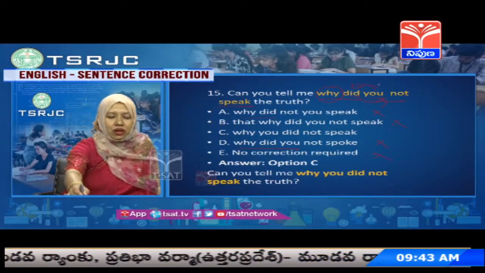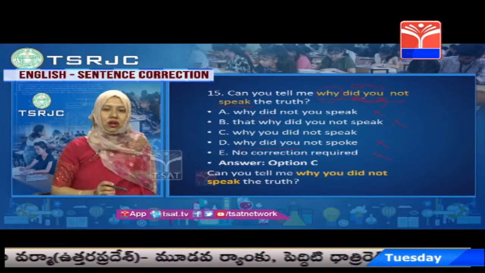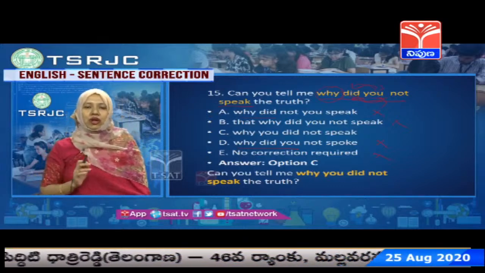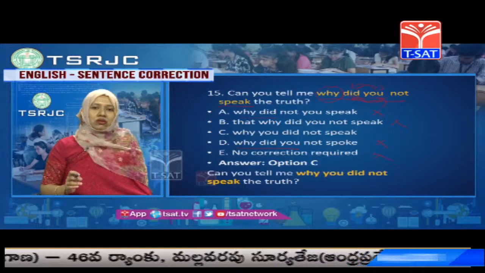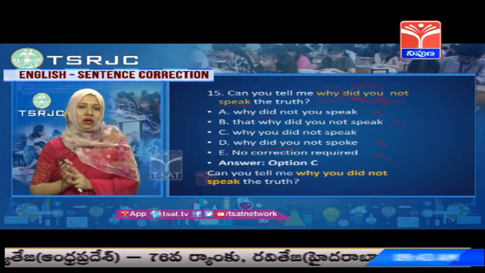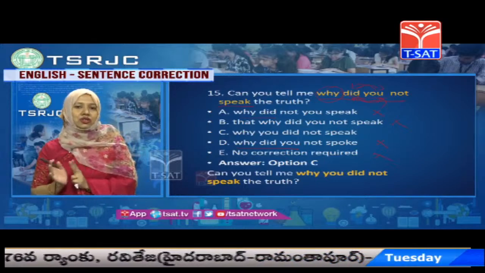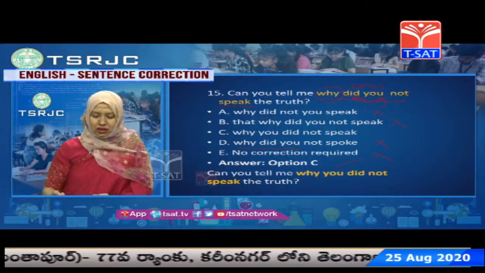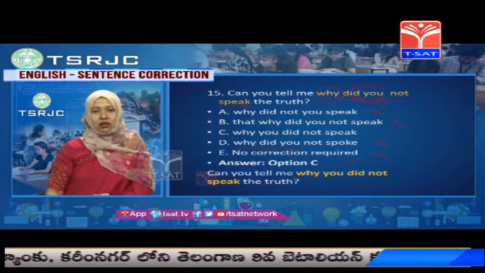Only the arrangement of words, the word order, is wrong here. You should come before and did should come after the WH word. After why, you should come, and did should come after you. This is the mistake here. So option C is the correct one. Why did you not speak the truth?